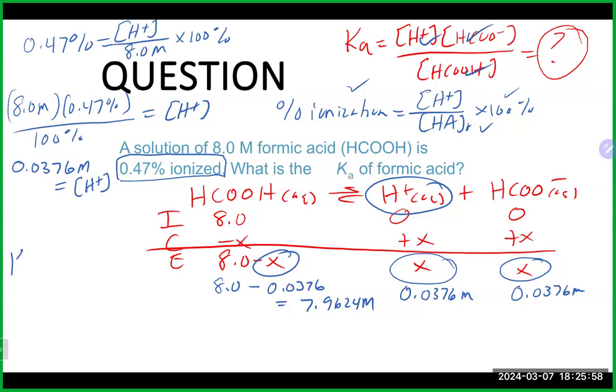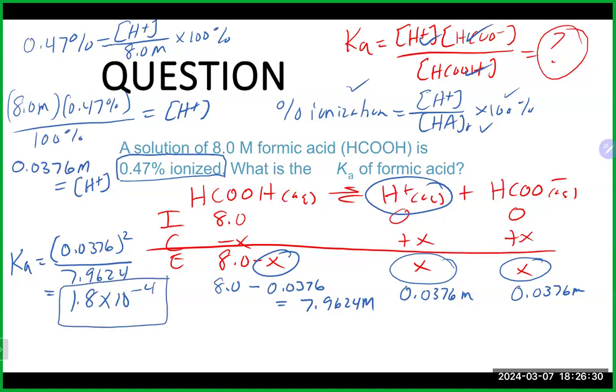Now I have all three of these values that I can plug into my Ka expression. If I do that, my Ka would equal 0.0376 squared divided by 7.9624. And that will get me a Ka value of about 1.8 times 10 to the negative 4. So here we were able to use our percent ionization to figure out our H plus concentration, which from our ice table is basically all of our X values. And that allows us to figure out everybody's equilibrium concentration, and now we can get to our Ka.